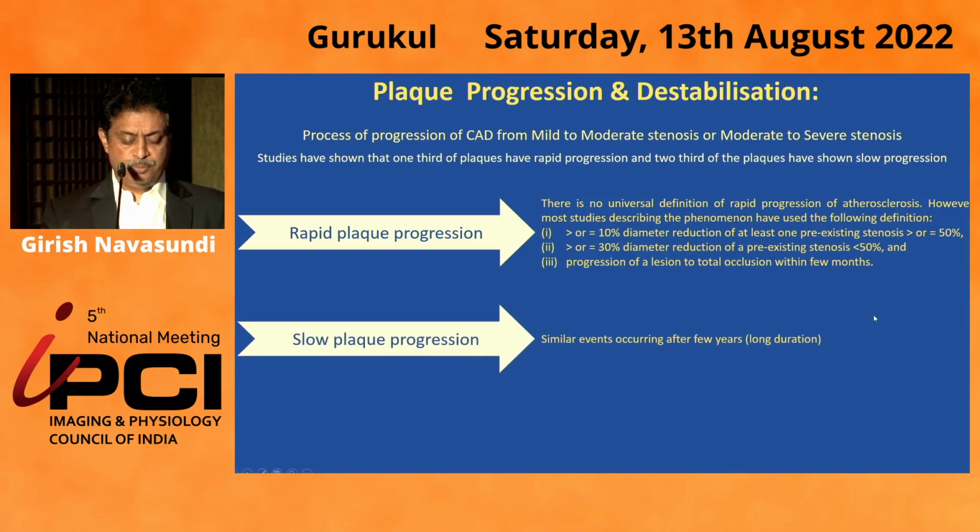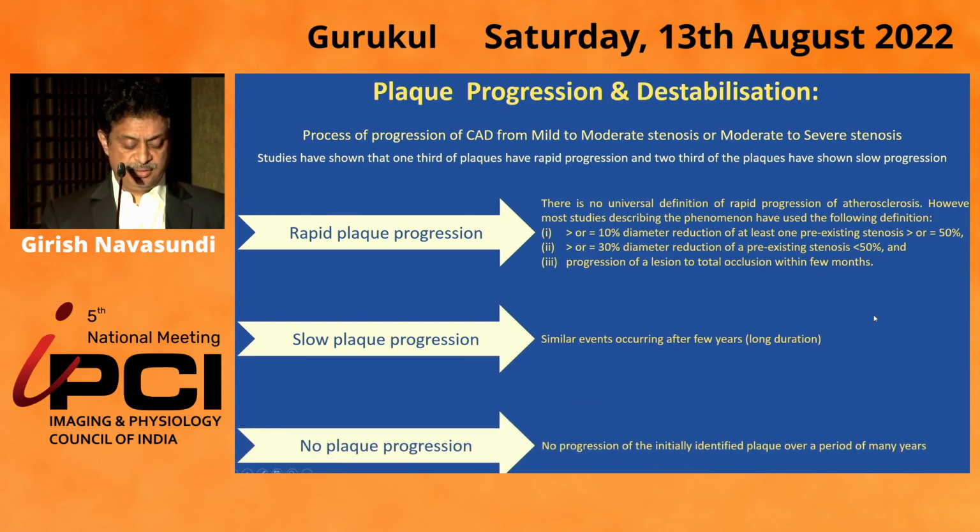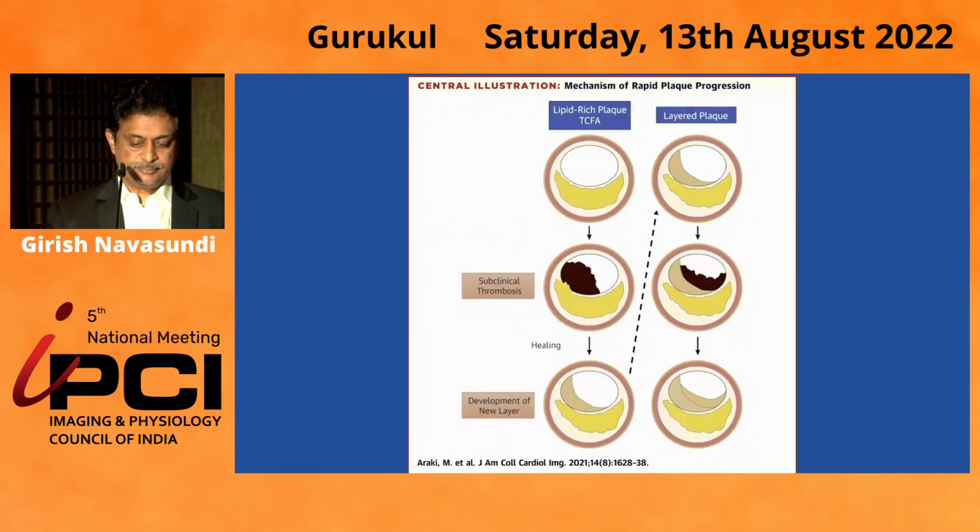Now, what is slow plaque progression? Similar events occur but over a period of years, not months. And then the third thing is no plaque progression. We know what that means: no progression.